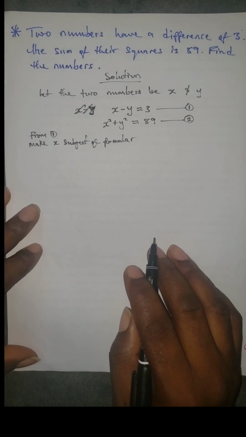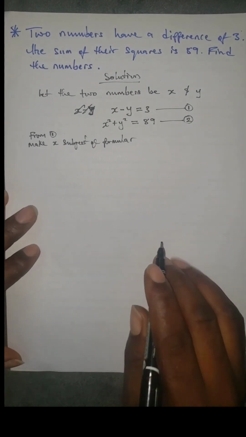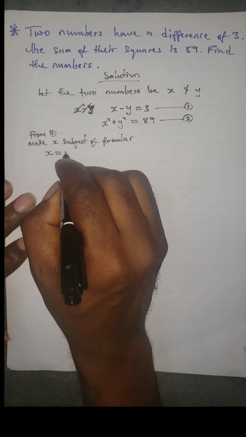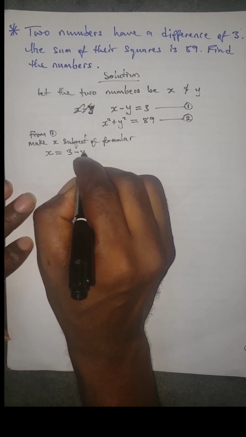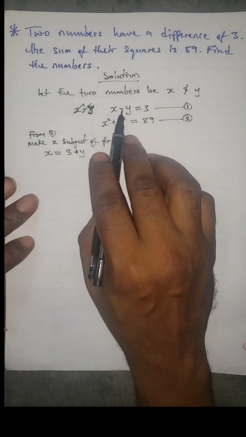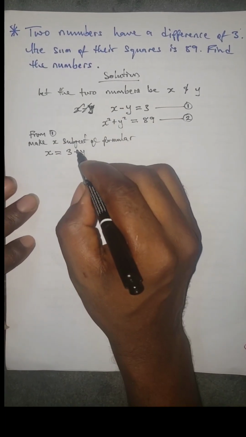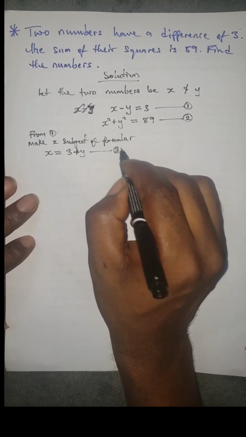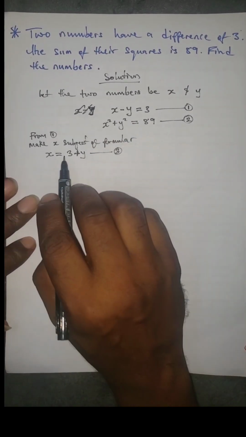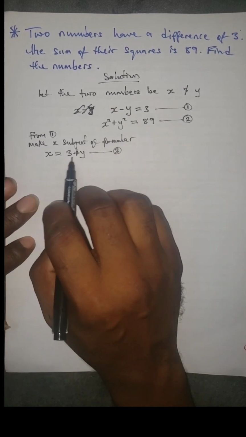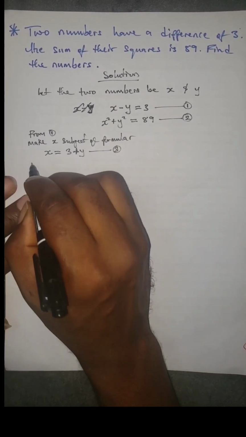From equation 1, make x subject of the formula. So that will give me x equals 3 minus y plus y. Okay, because minus cross over becomes plus. So 3 plus y. So that will give me equation 3.